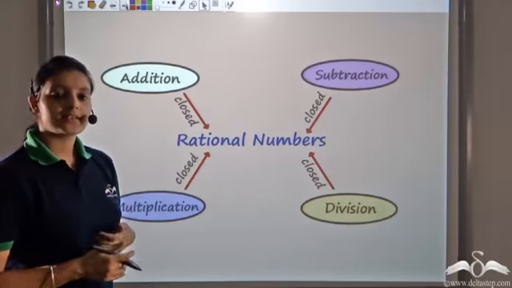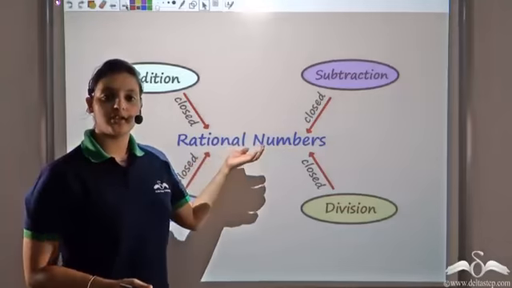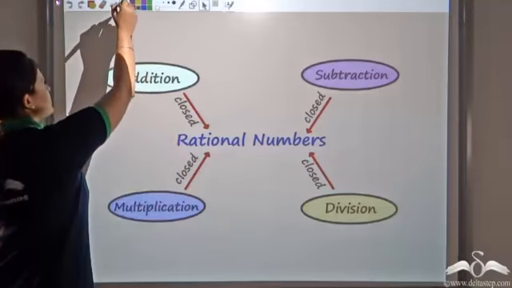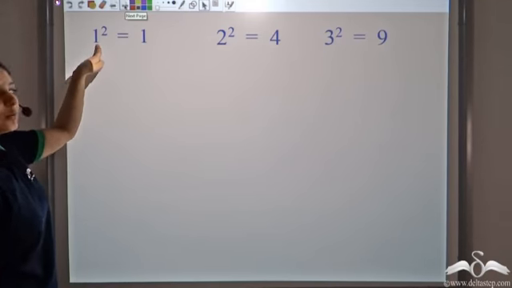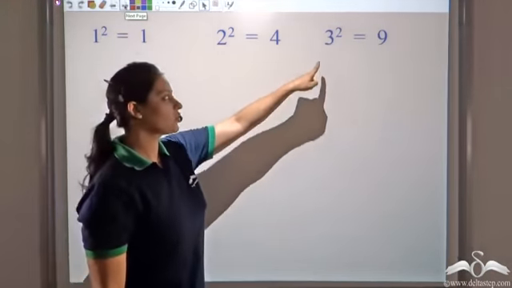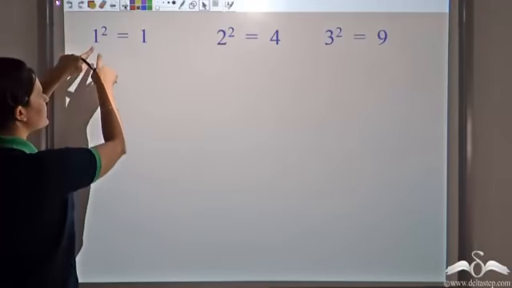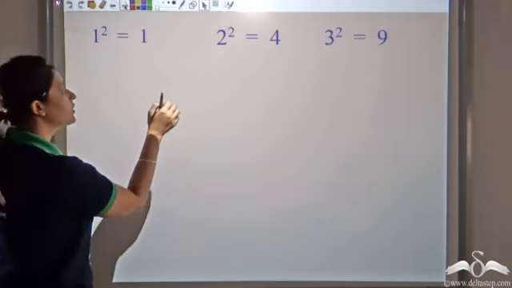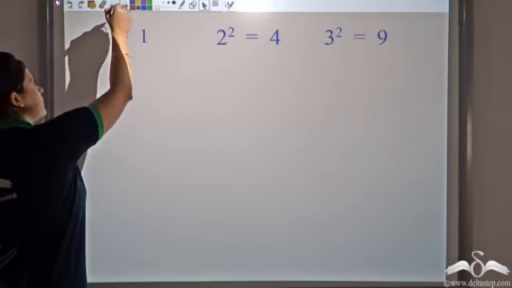Now people started using different operations in rational numbers. So they started finding squares of numbers. So squaring 1 gives 1. They squared 2, which was 4. Squaring 3 gives me 9. But now we had found numbers between 1 and 2 also. So they started squaring those numbers also.